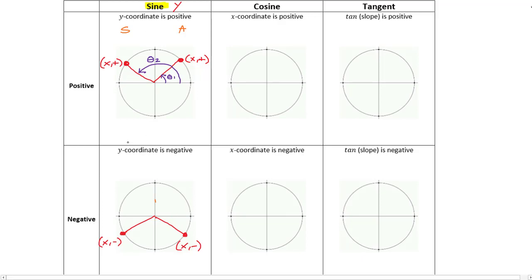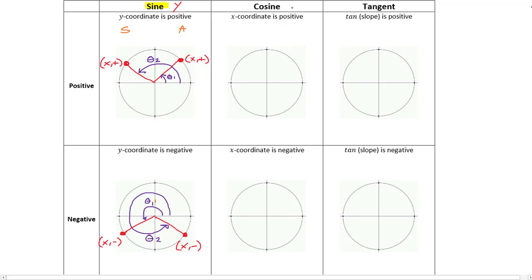Now, you'll have two possible angles here. You could have an angle that goes from here to here. There would be your first one. We'll call it theta 1. And you could have a second angle all the way around to here. So we'll call that one theta 2. Okay, two possible angles. All right, now, same thing with cos.